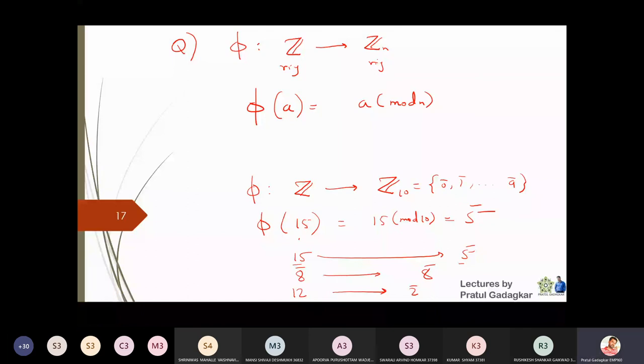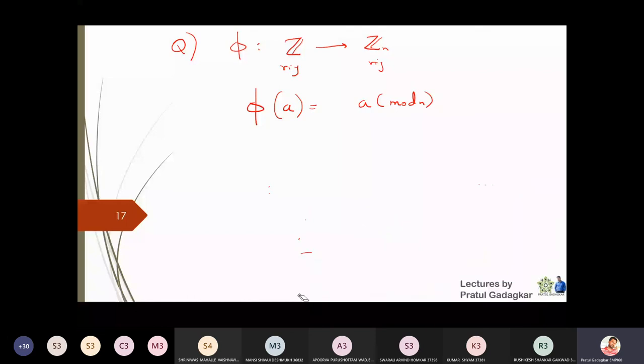Is it a homomorphism? This is what we are supposed to verify. And the exercise says that yes, this is in fact a homomorphism. Which type of homomorphism? A ring homomorphism, because phi of a plus b will be equal to a plus b modulo n. And what is a plus b modulo n? A plus b modulo n is nothing but a modulo n plus b modulo n, and this is nothing but phi of a plus phi of b.